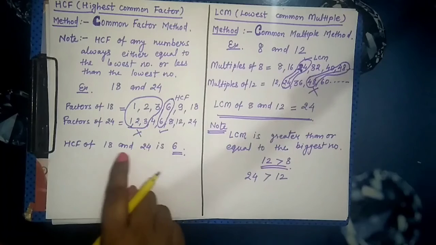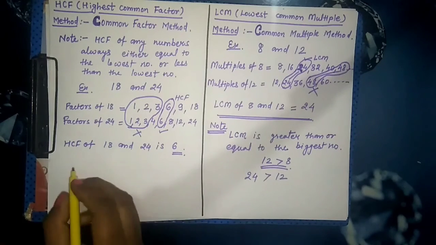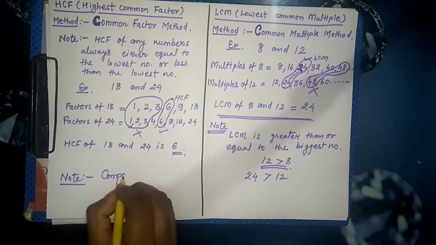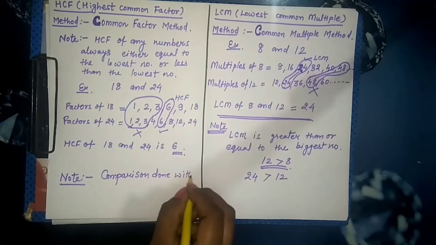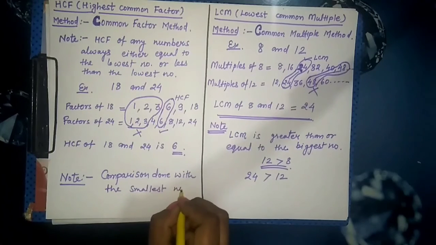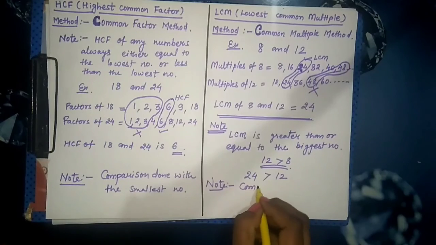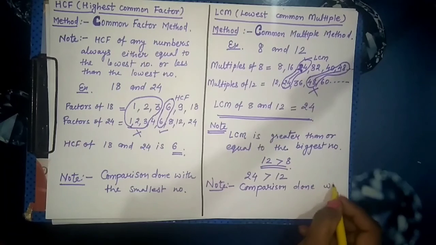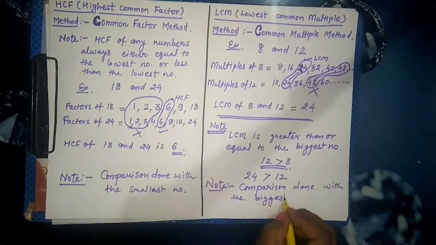In both the methods you can see that in case of HCF, the HCF is compared with the lowest number, right? I am writing a note here. In case of HCF, comparison is done with the lowest number. So notice, comparison is done with the smallest number, right? But in case of LCM, we compare the LCM with the biggest number. So notice, comparison of LCM is done with the biggest number, or we can say the highest number.